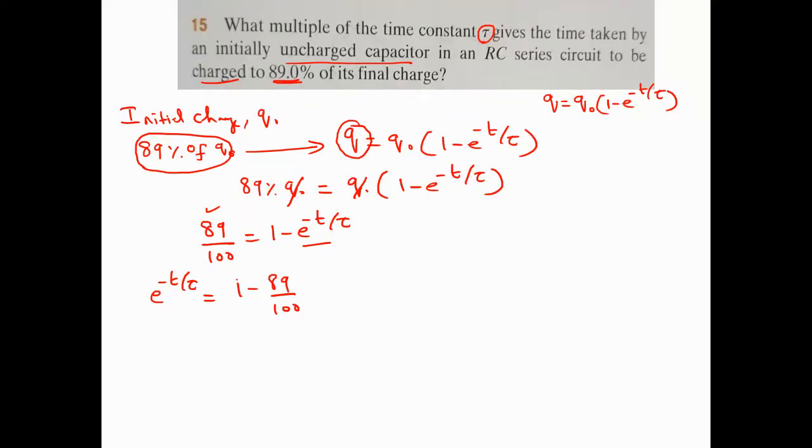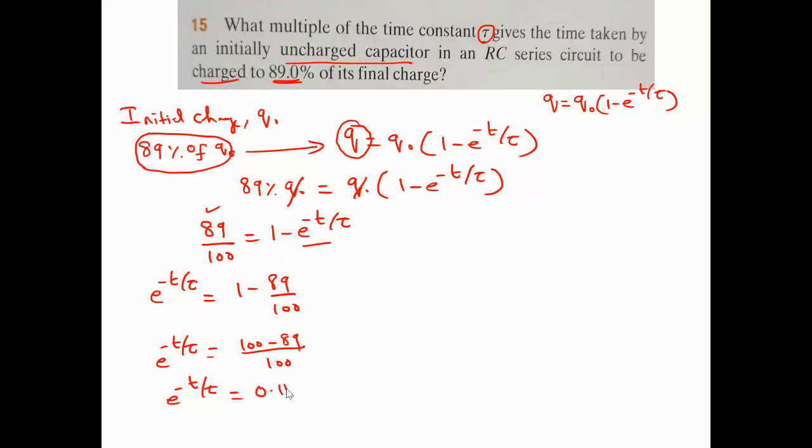Now you know how to take the LCM. When you take the LCM, this becomes 100. So 100 minus 89 on the left hand side, e power minus t over tau. 100 minus 89 is exactly equal to 11. So 11 divided by 100 is exactly equal to 0.11. So e power minus t over tau is exactly equal to 0.11.